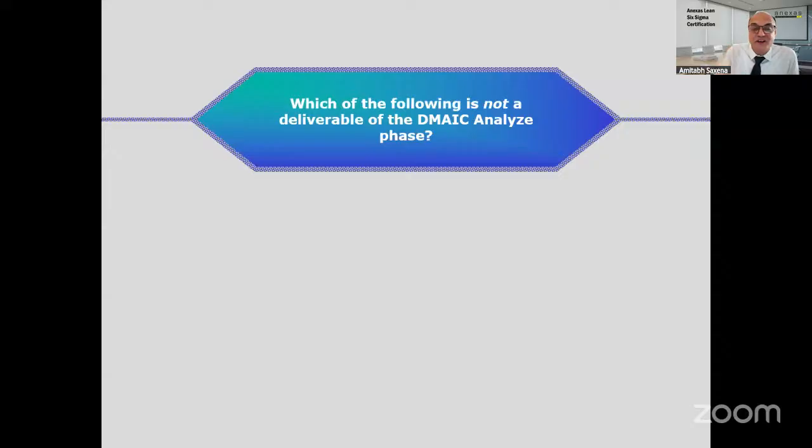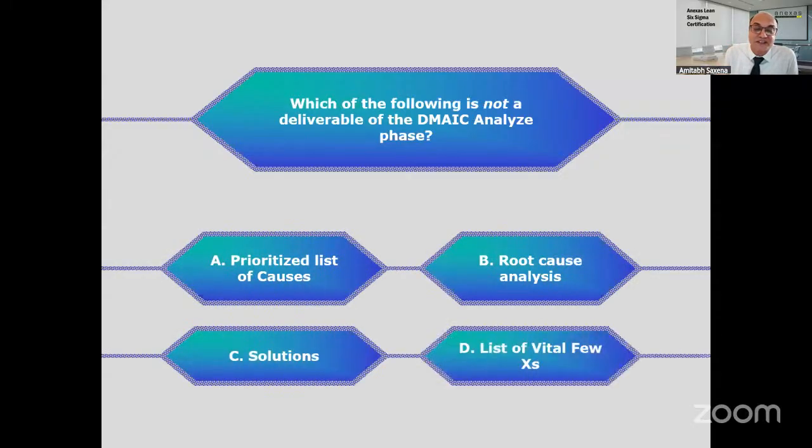The following is not a deliverable of the DMAIC analyze phase. What is not coming in the analyze phase? If you were careful in the last 15 minutes, I mentioned this. This is a tough question. What is not coming in the analyze phase?